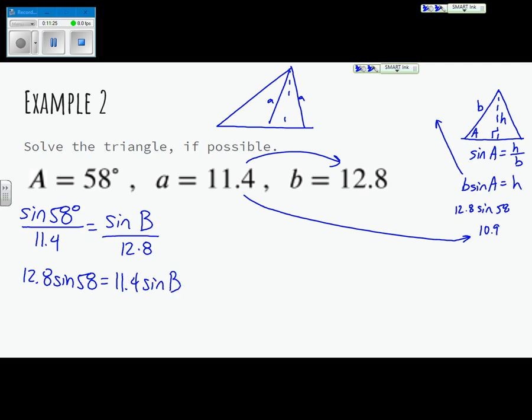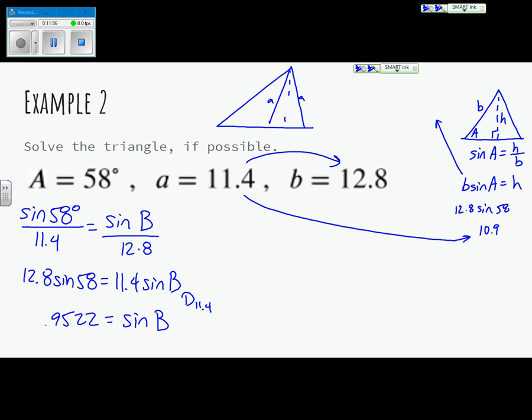I guess that's the way I went yesterday. And so I divide both sides by 11.4. And I get sine of B equals, let's see, 12.8 times sine of 58 divided by 11.4. It gives me 0.9, I'm going to keep several decimal places on this, 0.9522.